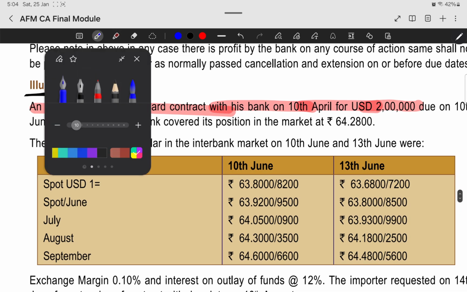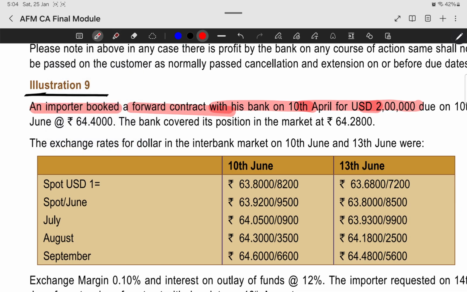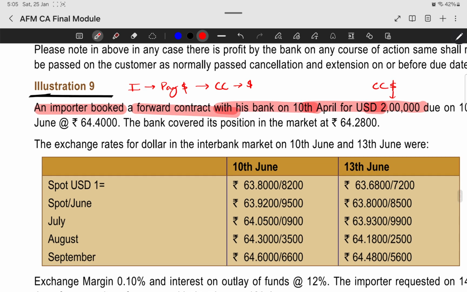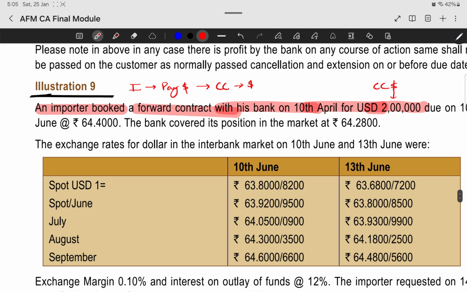Let's just say I get the pen. It's an importer. The importer has to pay in the foreign currency. In this case, it's dollars. And when the contract is quoted in dollars, this is the contract currency, CC. It's the same as the amount of payment to be made, and therefore you need to buy the forward contract. So booking the forward would mean that the importer has bought the forward contract.